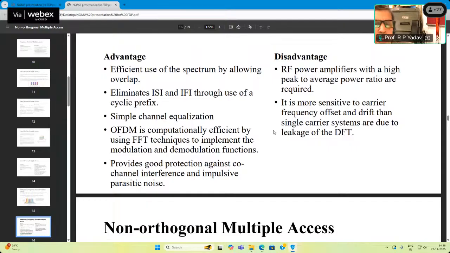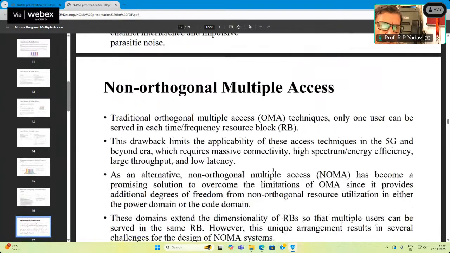That's what I talked about. The peak to average power ratio is operative, and so these amplifiers, if they operate at a high power level, will obviously go into non-linear regions, and non-linear regions mean some harmonics or other introductions, which will lead to other problems as far as signal transmission is concerned. It's more sensitive to carrier frequency offset and drift than a single carrier system due to leakage of the DFT. That's another kind of frequency offset.